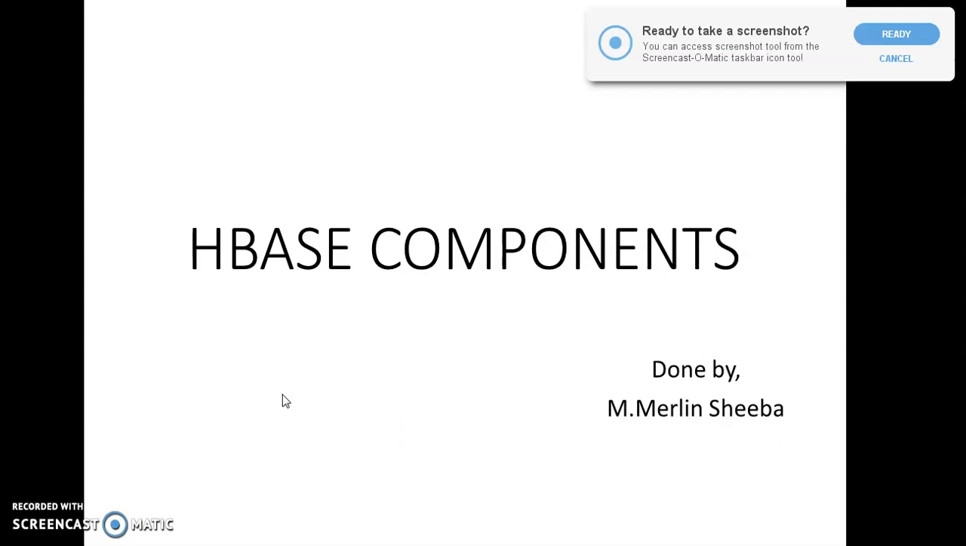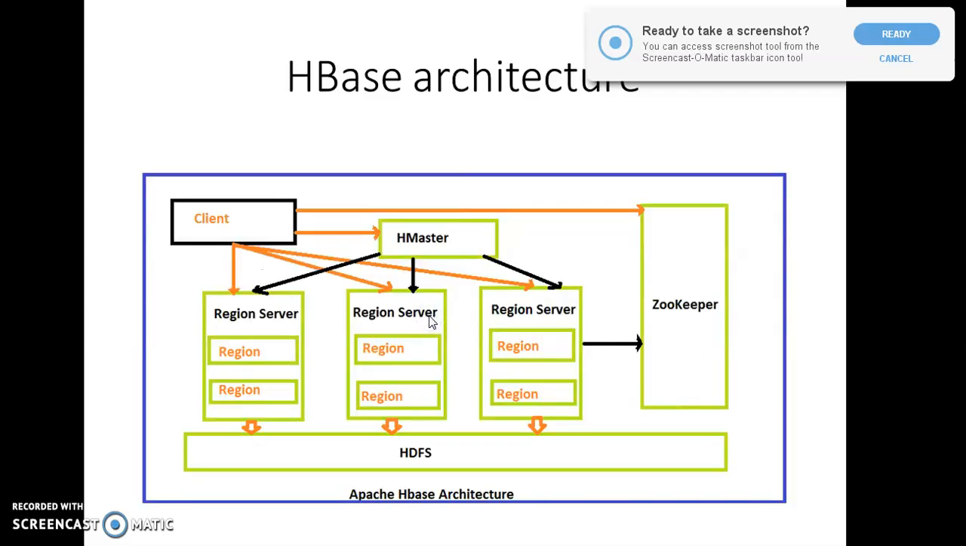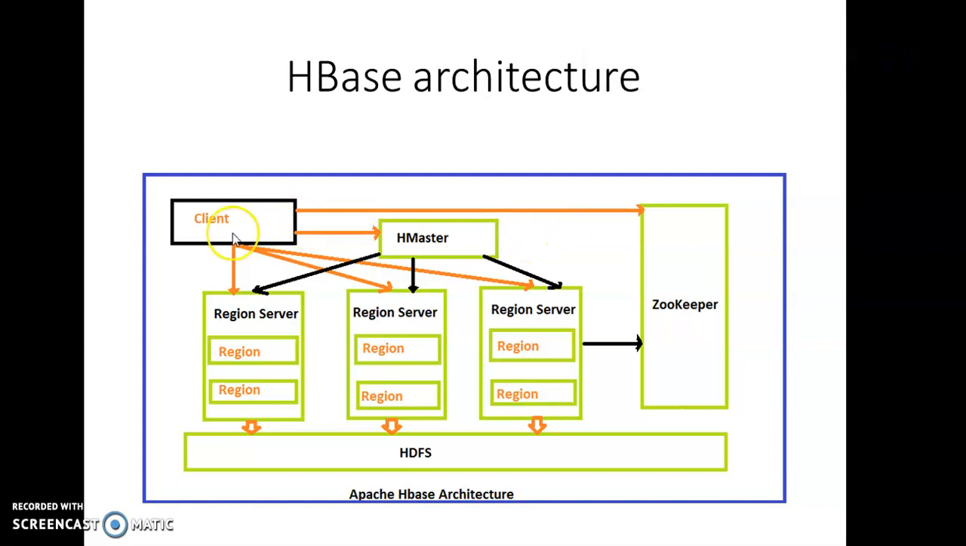Today I will take HBase components. So this is the HBase architecture. The clients can be linked with all components of HBase, that is HMaster, region server. These are the region servers, then ZooKeeper. So the region servers are linked with HDFS, Hadoop Distributed File System. This is the Apache HBase architecture.